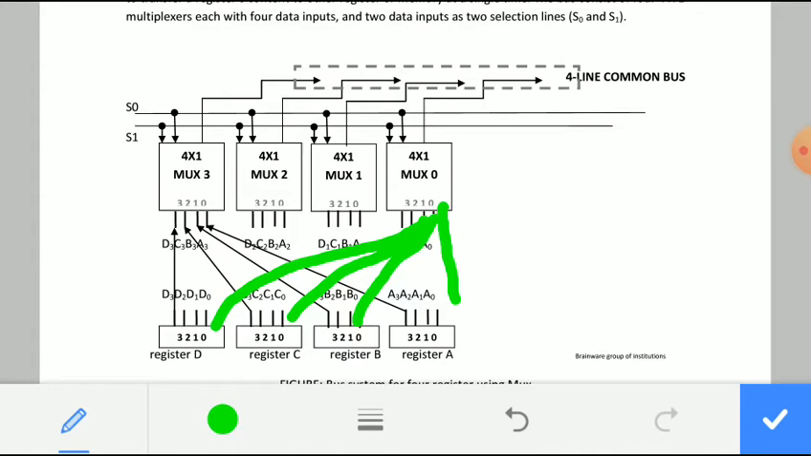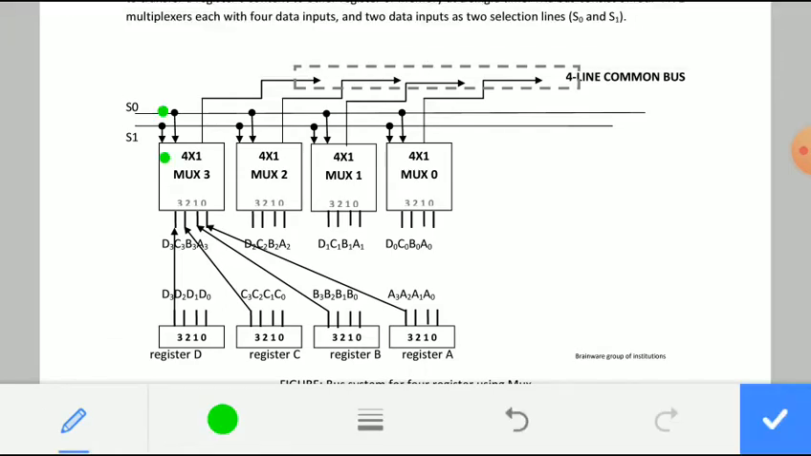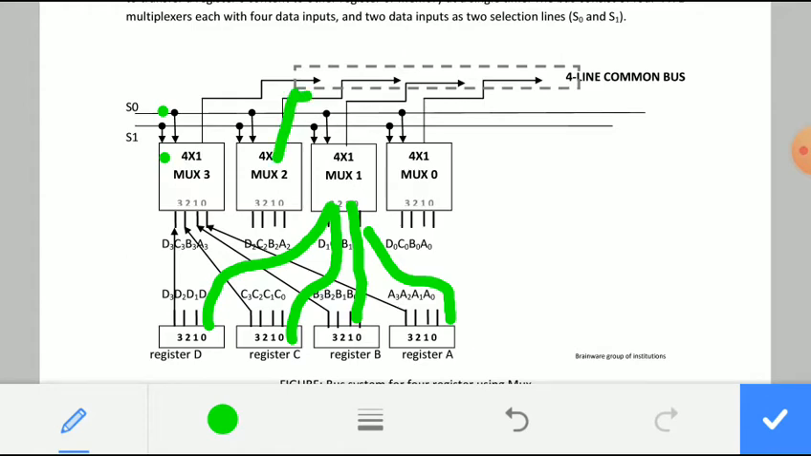Next, when S0 and S1 is 0 1, then the 1 pin will be selected, and MUX 1 is connected with the 0 pin to A1, 1 pin to B1, 2 pin to C1, and 3 pin to D1, like this. Same as for MUX 2: A2, B2, C2, D2, and MUX 3: A3, B3, C3 and D3.